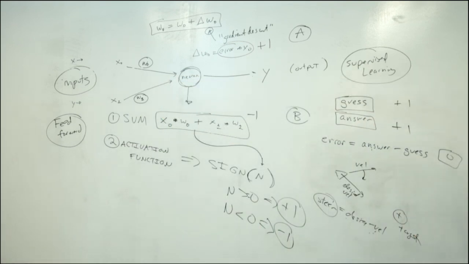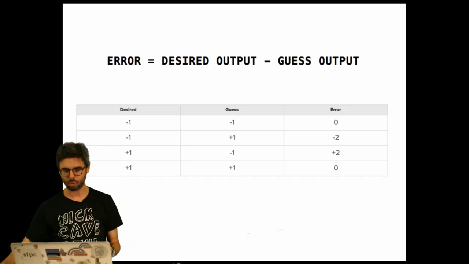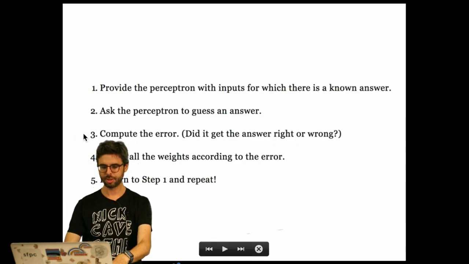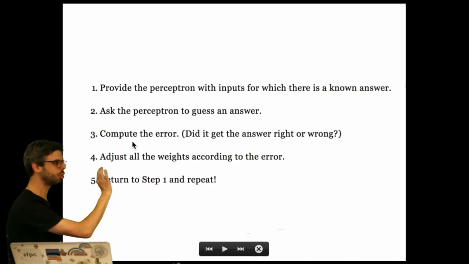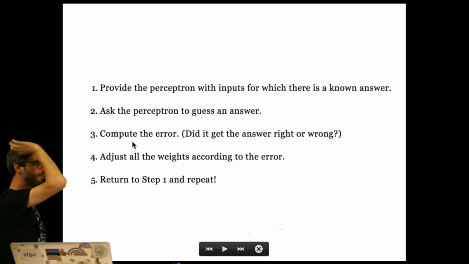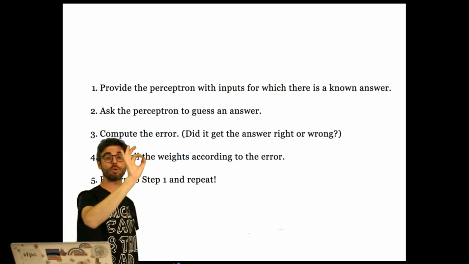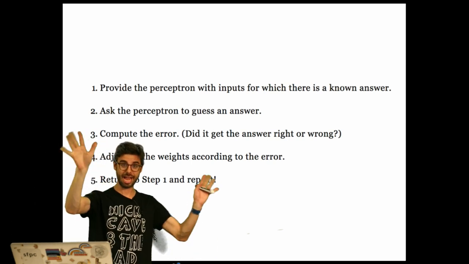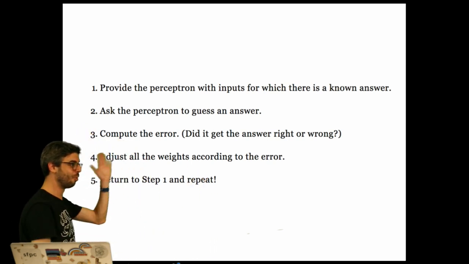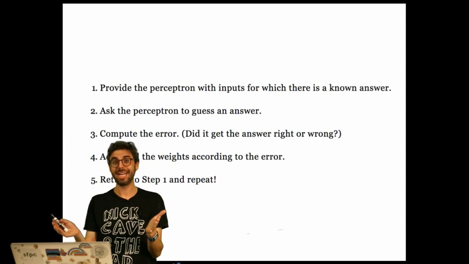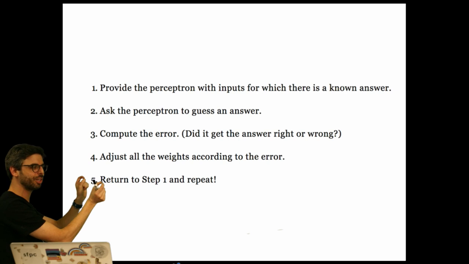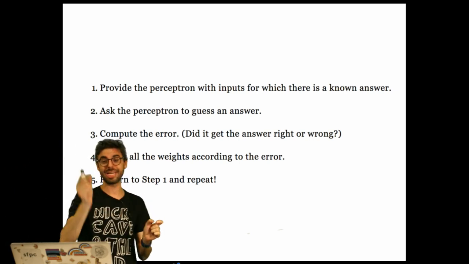And I have a slide here that I think will walk through that. So this is the process. This is the supervised learning algorithm. Provide the perceptron with inputs for which there is a known answer and ask the perceptron to guess. Okay, the perceptron guessed. What's the error? Is it right or wrong? Is the error 0? Is it 2? Is it negative 2? Adjust the weights according to the error and go back and do it again and again and again.